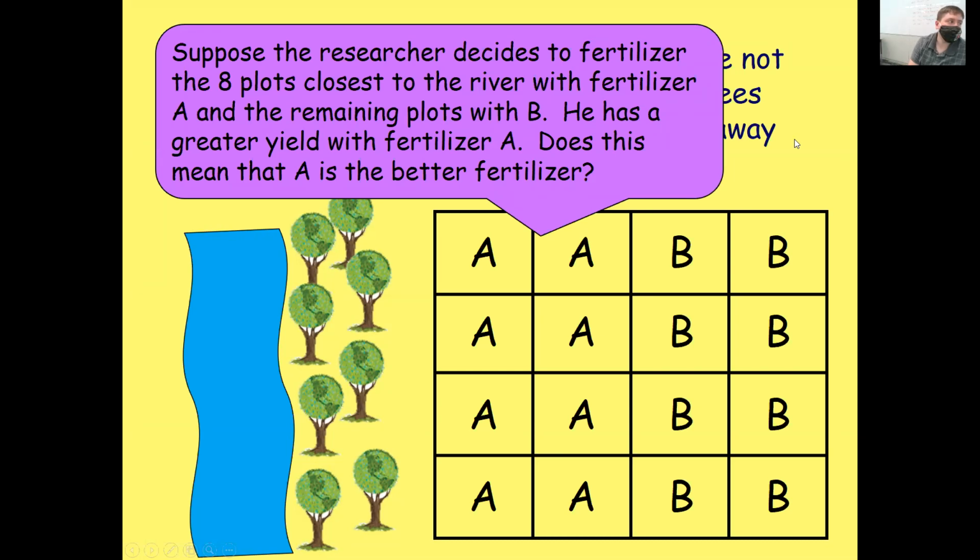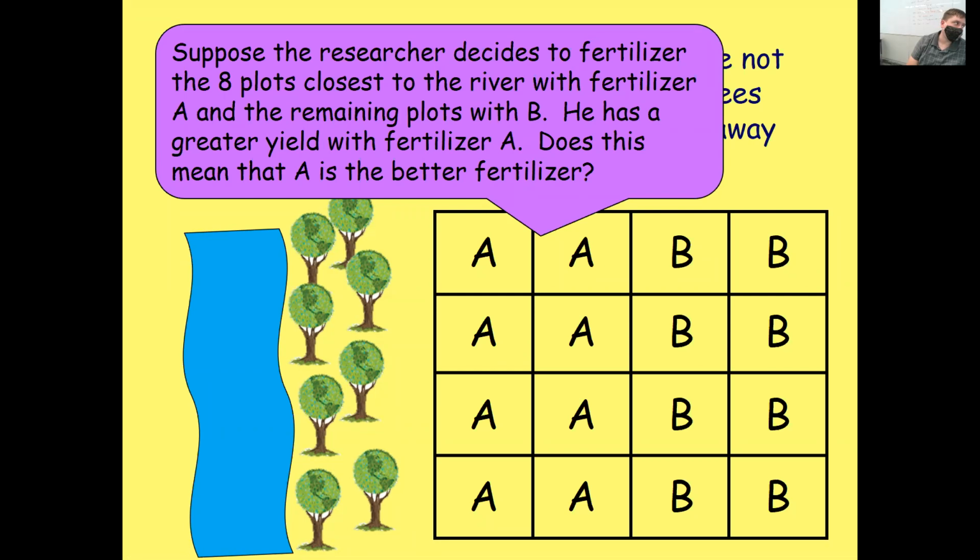What's going to be wrong with this decision? Yeah, A is close to the river, so does that mean A is necessarily the better fertilizer, or does being close to the river give it more water when it needs it? Is the soil there more fertile? Or does B get more sunlight because the trees are next to A, so B is better? I mean, I don't know, right? There are way too many questions for me to say for sure that A is better than B.